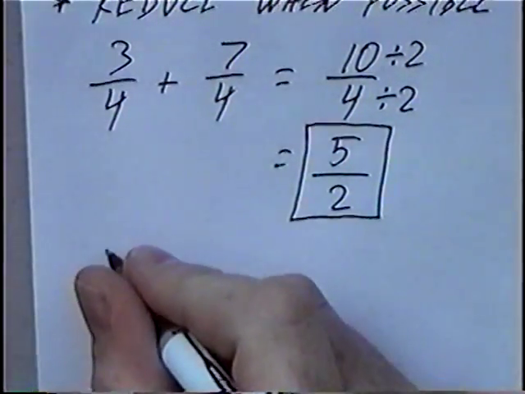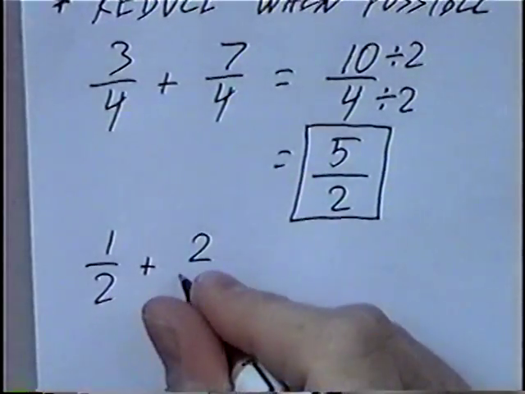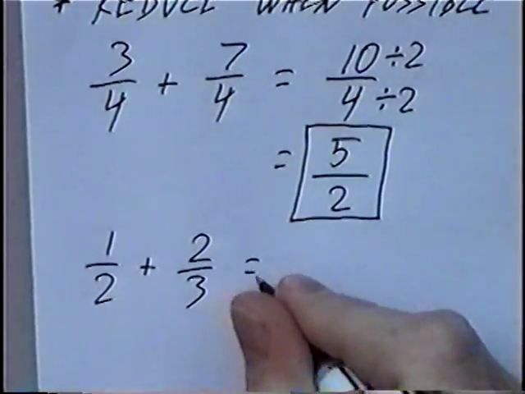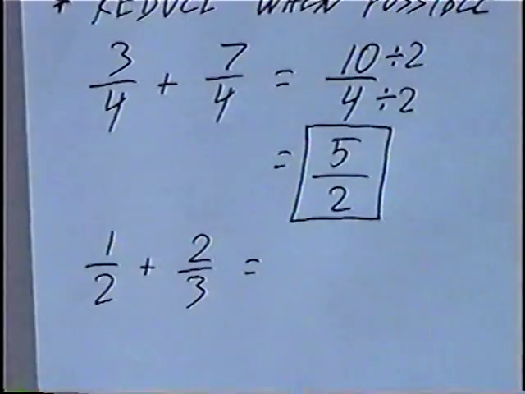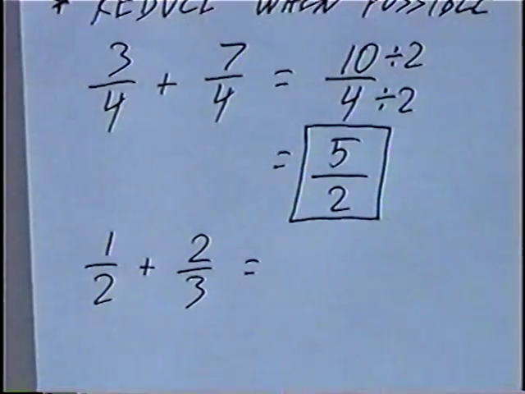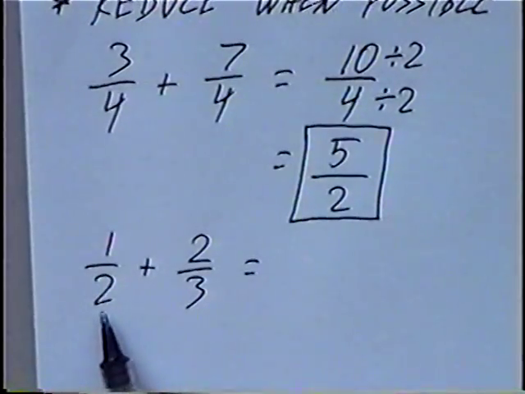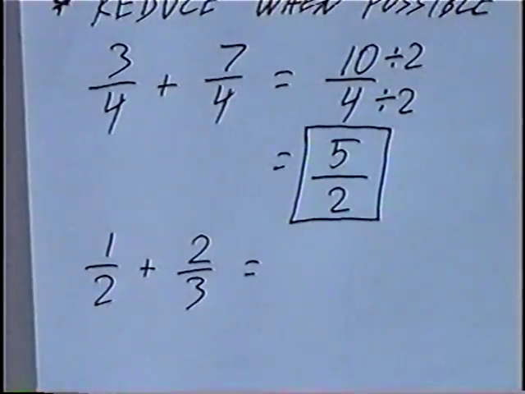Second question, 1/2 plus 2/3. Again, adding fractions, first step, we must have the same denominator or common denominators. If they're different denominators, we must multiply one or both fractions to make them the same. A common denominator would be a number that 2 divides into and also 3 divides into.